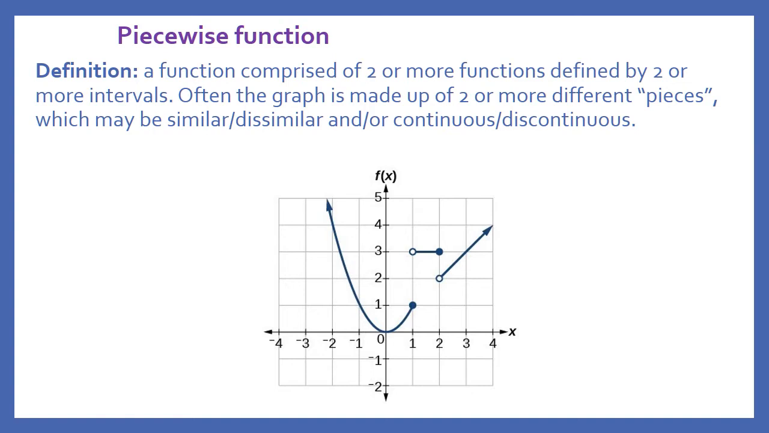Some things I want to add to this definition, which, by the way, that graphic is an example of a piecewise function. You can see it's made up of 3 different pieces. And we want to go over a few things here. So the first thing is we see closed dots and open dots. A closed dot, so we're going to shade that in. So a closed dot includes the point.